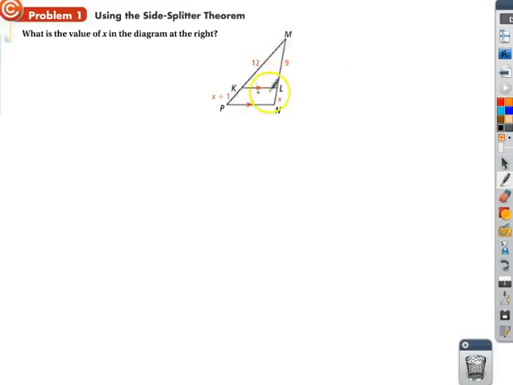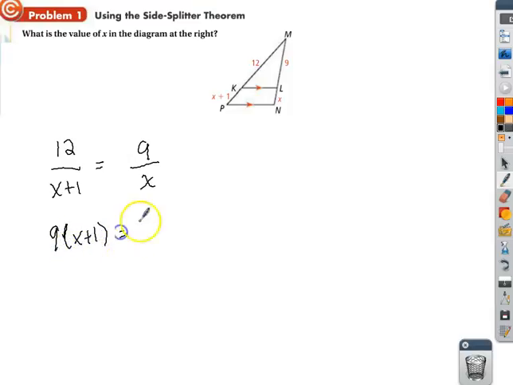We've got a parallel line, parallel to a side in a triangle. So that means that that side over that side is going to equal that side over that side. So the proportion that I'm going to set up will be 12, this side right here, over x plus 1, this side right here, is equal to, now I used this top side in my first proportion, I'm going to use the top side in my second proportion, 9 over the bottom length x. So then I can cross multiply, so that'll give me 9 times x plus 1 equals 12 times x.